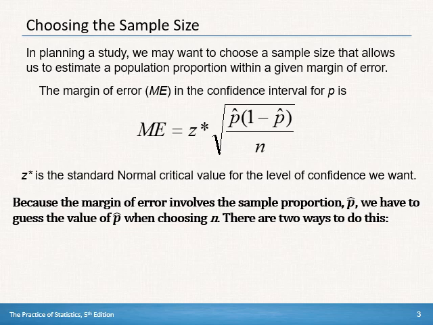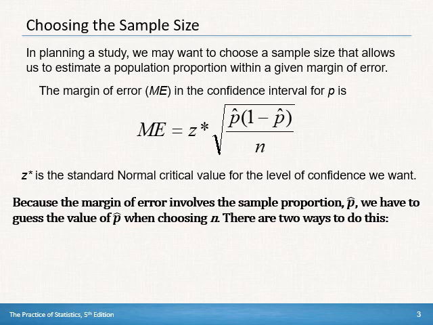If we look at what the margin of error is, remember the margin of error is just the critical value, or z star value, times the standard error of the statistic. So the margin of error is made up of those things. Because the margin of error involves a sample proportion p hat, which we haven't actually done yet, like we haven't taken a poll, we don't know what the result of the poll is going to be. We don't know what our p hat is going to be. So this causes a problem, right? We could solve this equation for n and find how big of a sample we need if we knew what our p hat was.